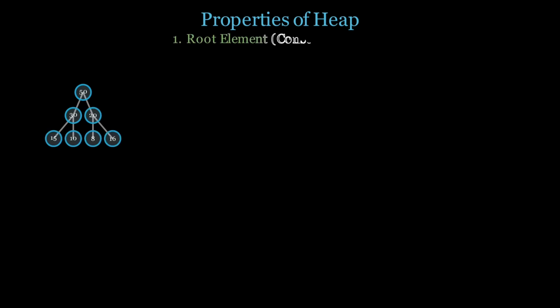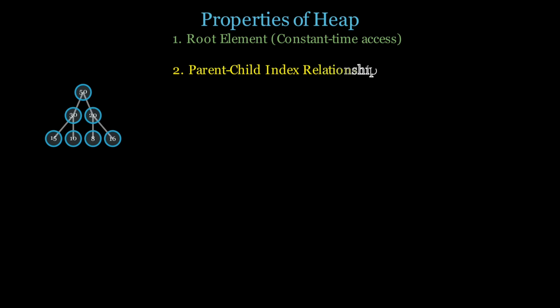First, we have constant time access to the root element, which is either the maximum or minimum value depending on the heap type. Second, there is a clear parent-child relationship in a heap. For any node at index i, its left child is at index 2i plus 1 and right child is at index 2i plus 2. This mathematical relationship makes heaps easy to implement using arrays.